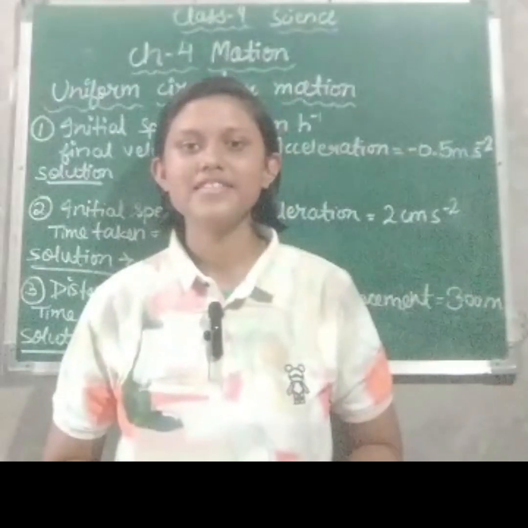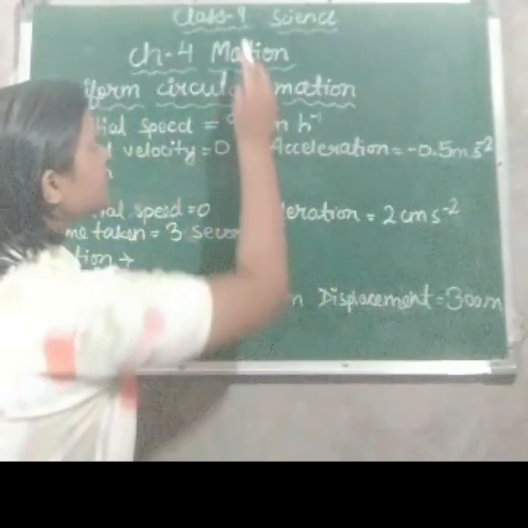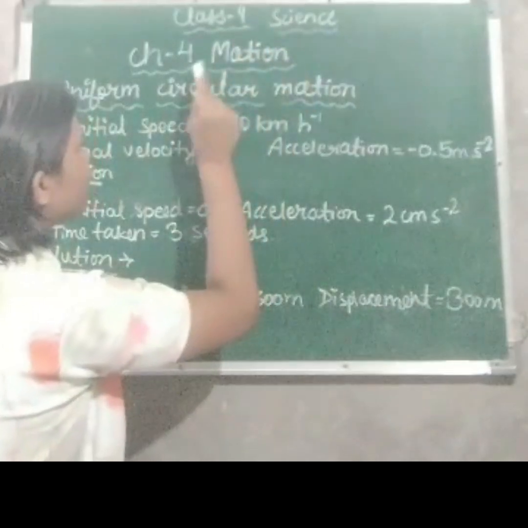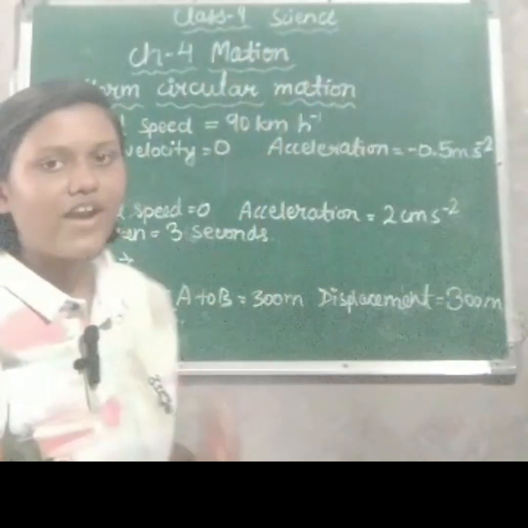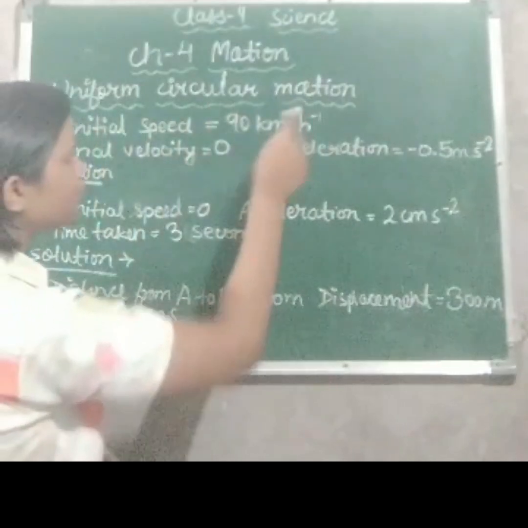Hello friends. So today we are going to start class 9 science book chapter 4, motion. So friends, today our topic is uniform circular motion.